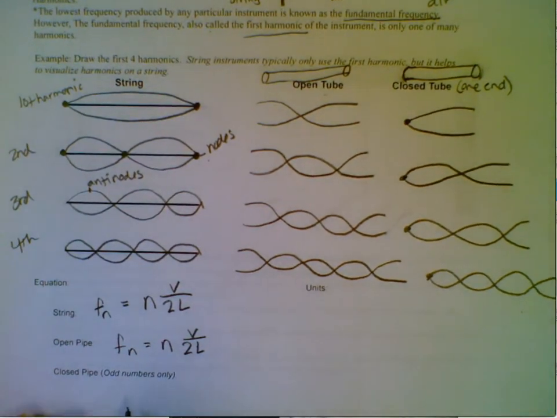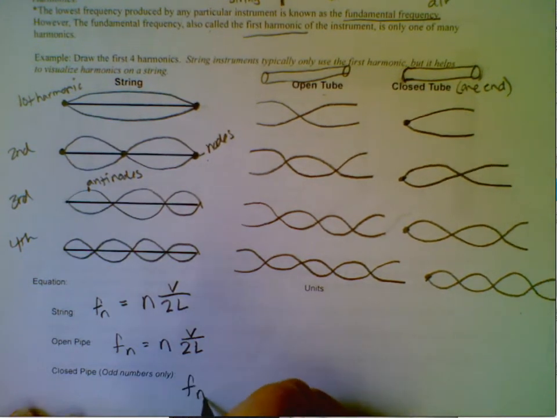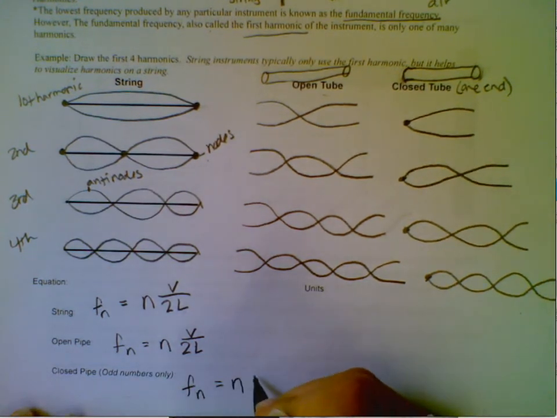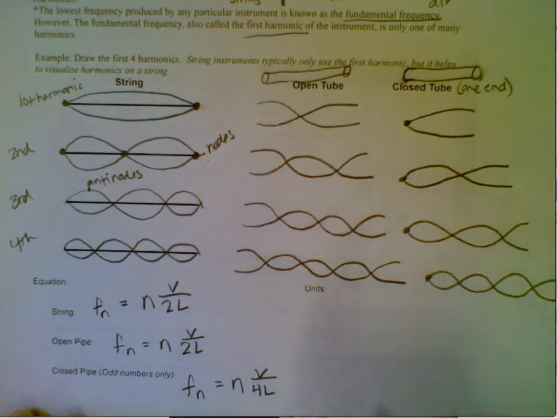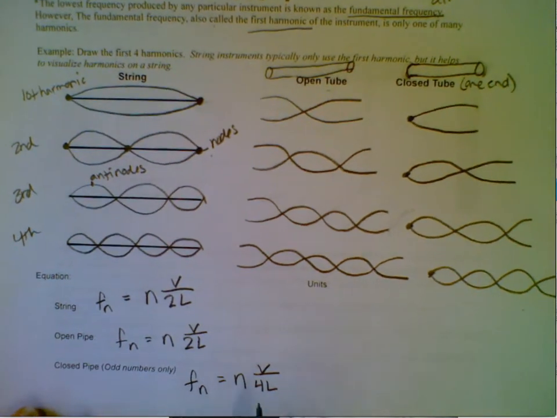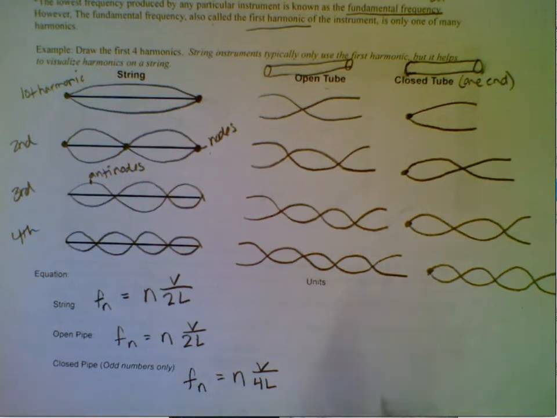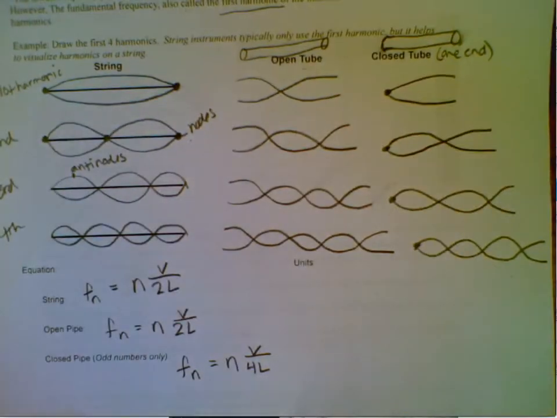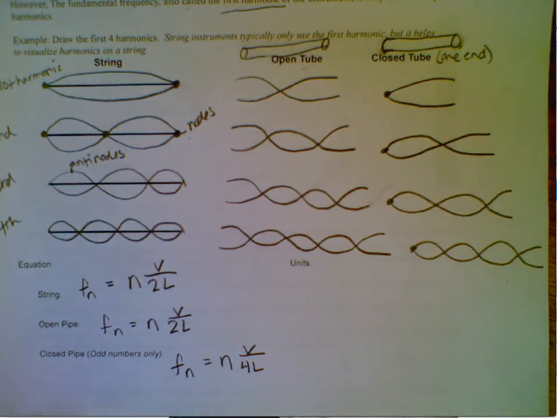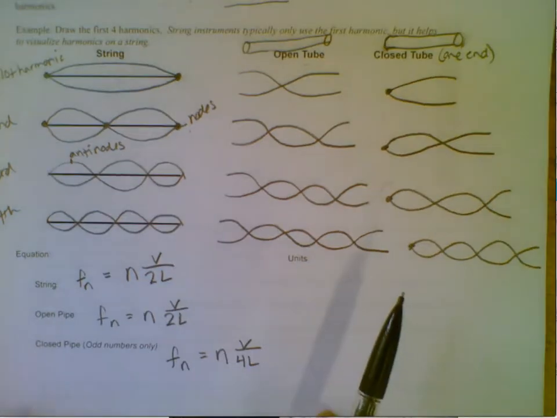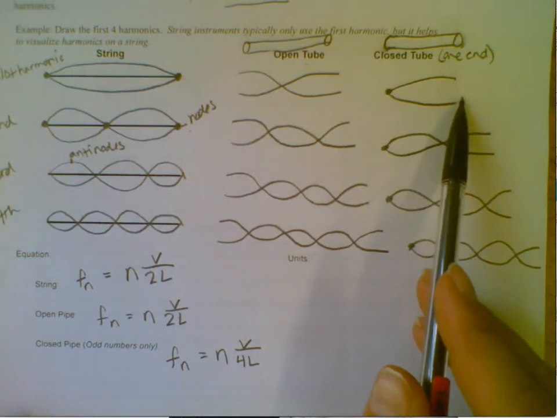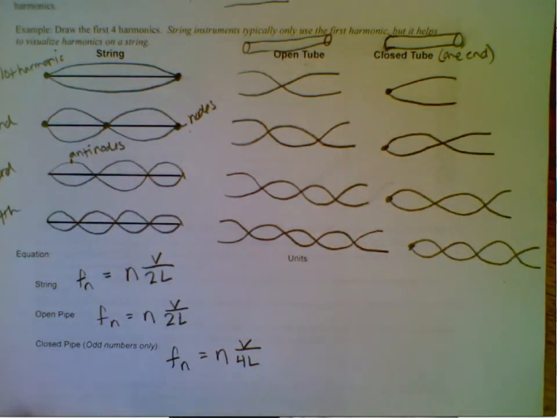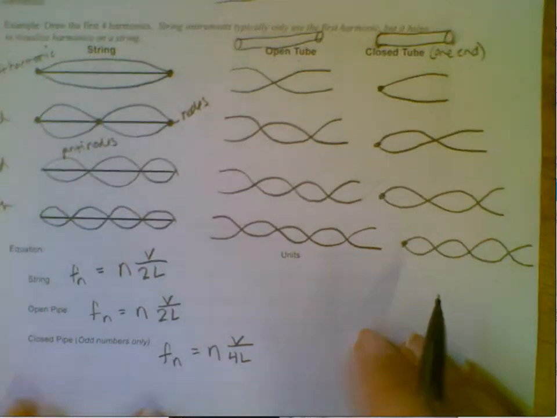And then a closed pipe is just a little bit different of an equation because a closed pipe only has odd numbered frequencies. So it has the first harmonic, the third, so F1, 3, 5, 7, 9. It can't have the in-between because of the way that the wave fits inside the tube with the closed end, having to have one node and then not a node.